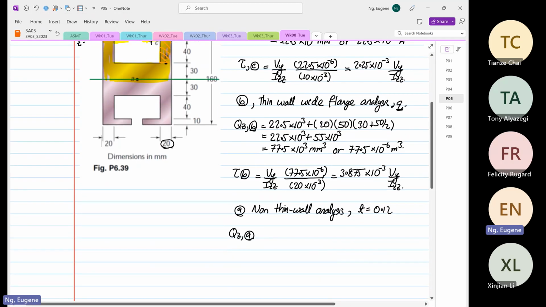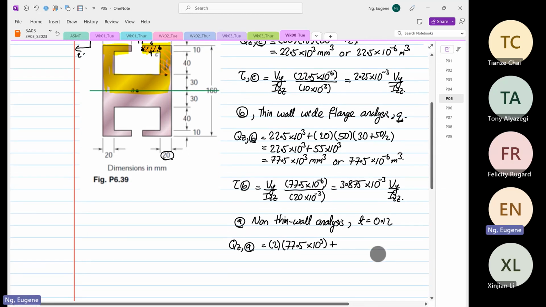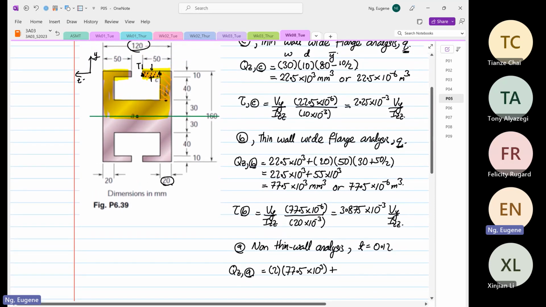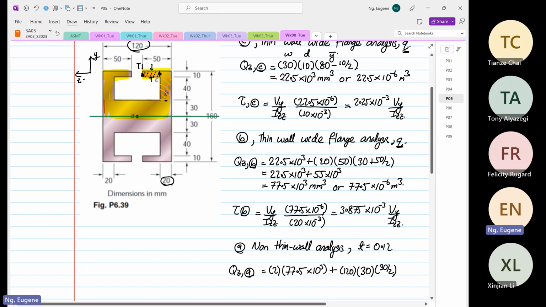So when that's the case, this is equal to twice the QZ at B, which is 77.5 times 10 to the power 3, plus. So now our width is equal to 120. Our depth is going to be 30, right? Our Y bar is 30 divided by 2. So the section that I'm doing now is this section over here.